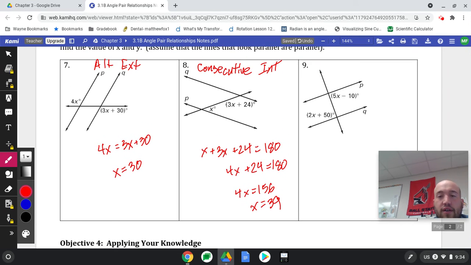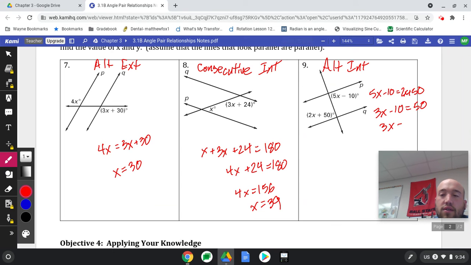Now on your final one here, alternate interior. So if they're alternate interior, they're going to be equal to each other. Subtract the 2x, we're left with 3x minus 10 equals 50. We add the 10, 3x equals 60. Divide by 3, x will equal 20. And we are done.